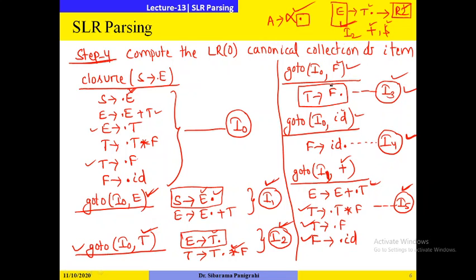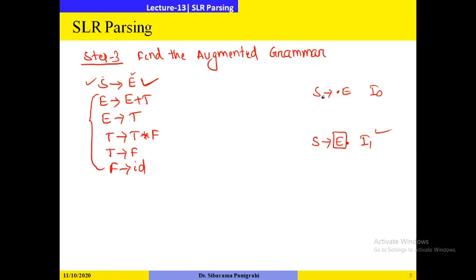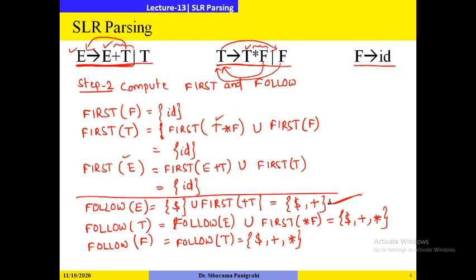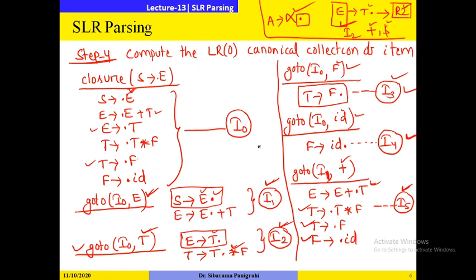So T gives to F. So what you have to do? First you have to find which number production this is. T gives to F is the 4th production. So what will you write? You will write R4. But where will you write R4? Sir, we will write R4 under the follow of T.